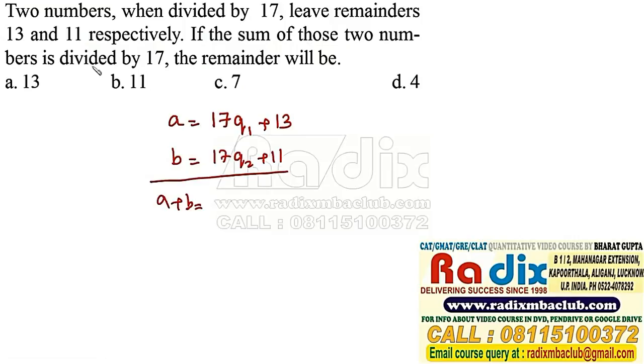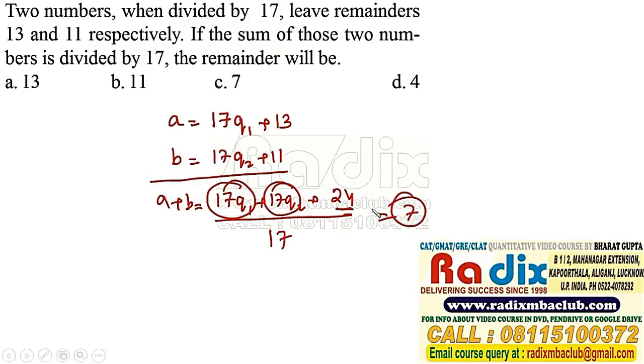If the sum of those two numbers is divided by 17, this would be 17q1 + 17q2 + 24, and when divided by 17, the first part gives remainder 0, and this 24 when divided by 17 gives remainder 7. The answer to this question is option C.